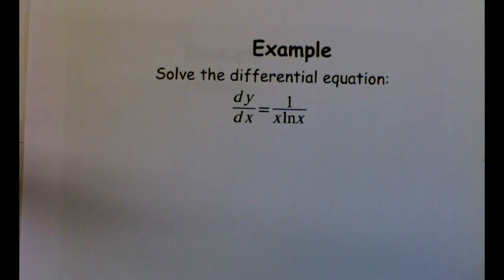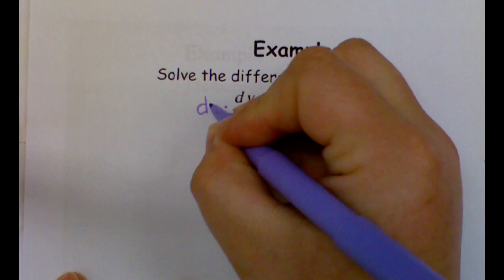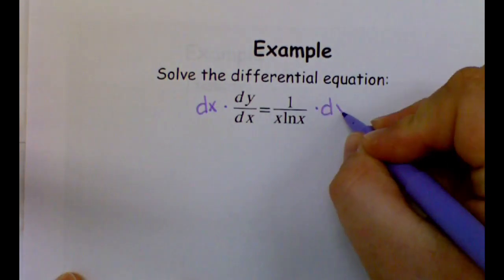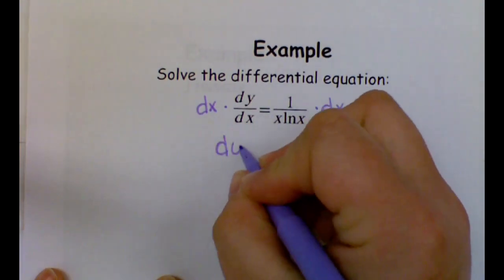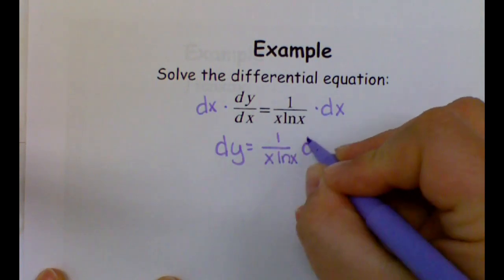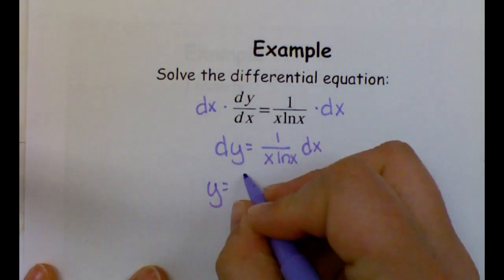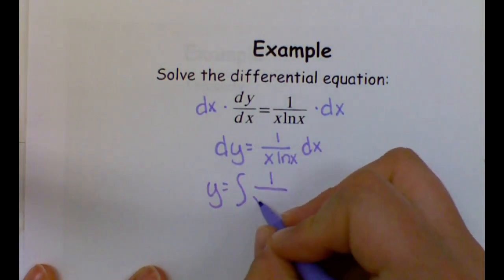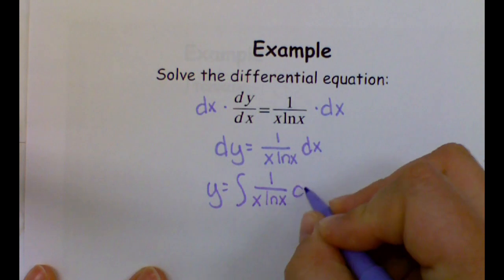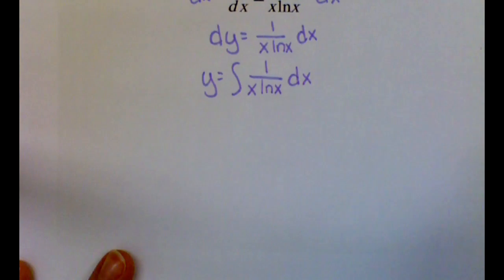So let's look at this one. To solve a differential equation, this basically means get dy by itself. So we multiply the dx over. If dy is 1 over x ln of x dx, then y is the antiderivative of 1 over x natural log of x dx. We need a u substitution now.